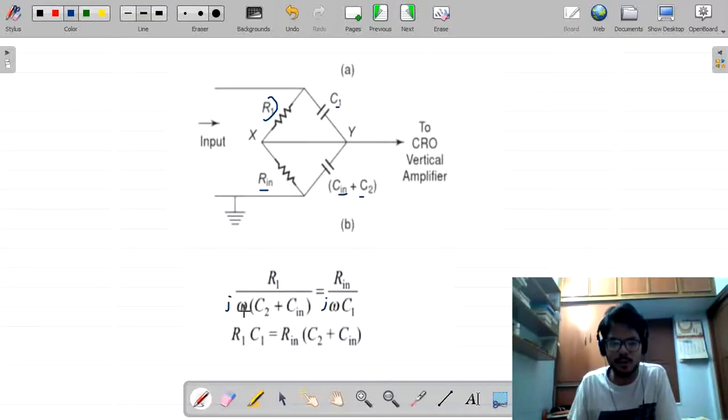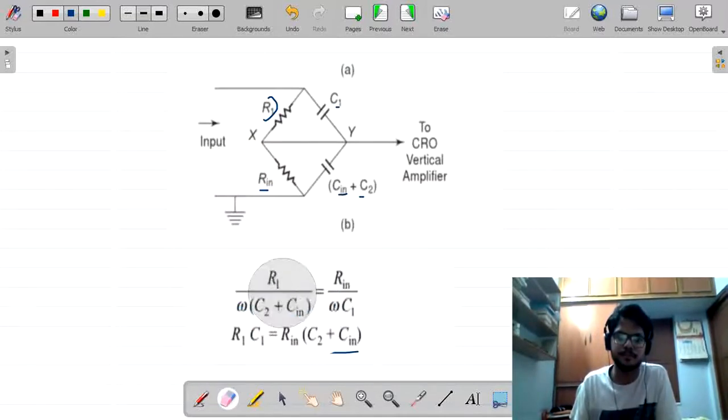Here j. Now what will happen? I can cancel j. I can cancel omega from here, so it is independent of the frequency. Now manipulate the equation such that we cross multiply the terms. So R1 C1 equal to Rin into C2 plus Cin.